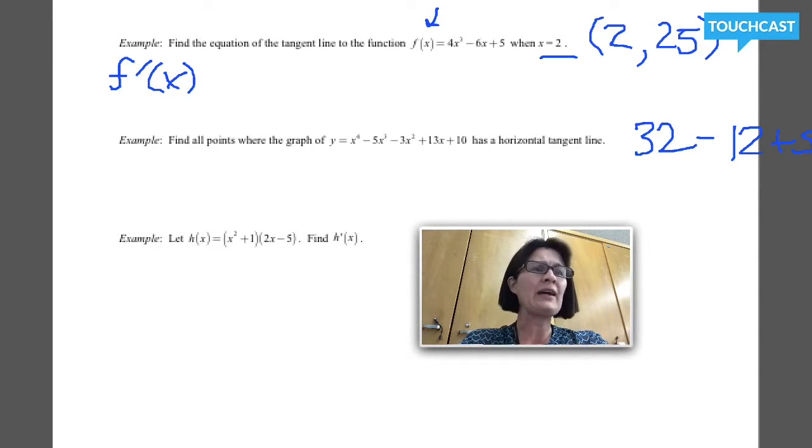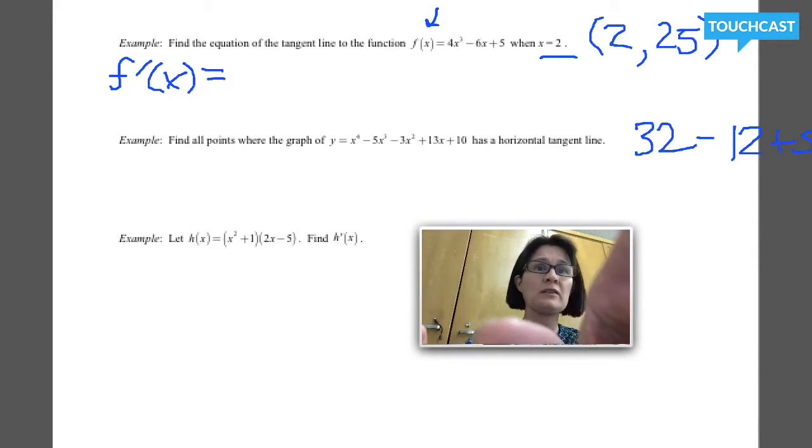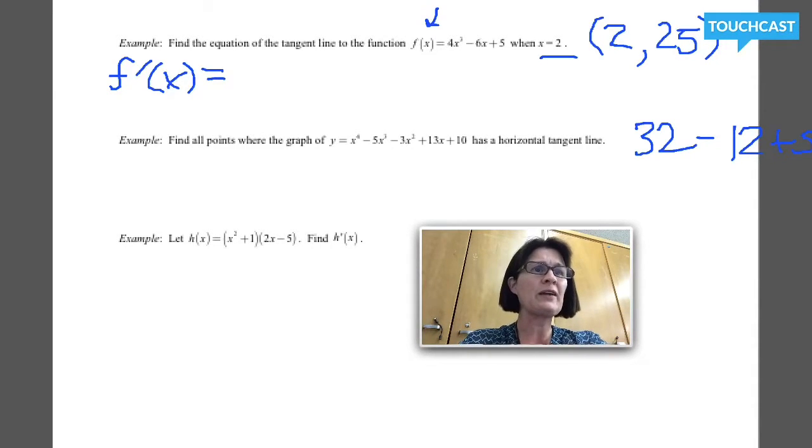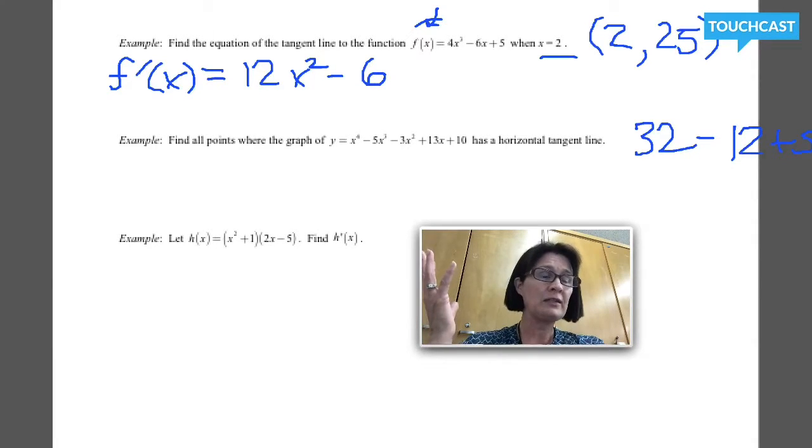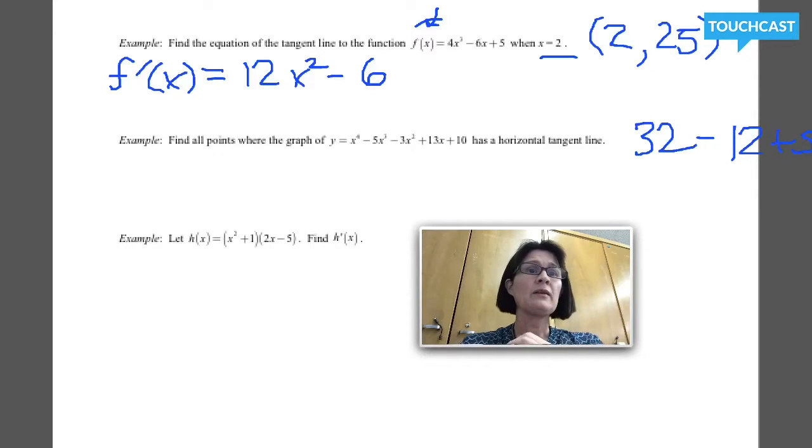So f prime of x, and I'm very serious that all of your work here should be very clearly labeled. If I'm about to take the derivative, then I have to give a derivative label to what I'm about to do. So the derivative of f is called f prime of x. F prime of x is that 3 is going to come to the front and multiply the 4, 12x squared, minus the derivative of 6x, which is 6. The derivative of 5 is 0 because 5 is a constant. So now I have a formula for the slope of f everywhere.